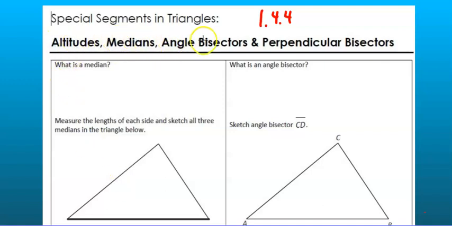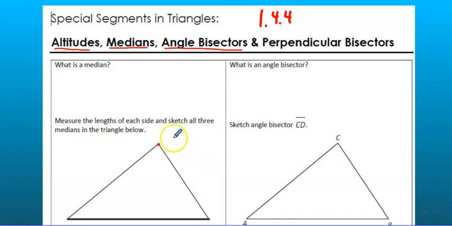Altitude, median, angle bisector. All of these go from a vertex to the opposite side in some way. We're going to take a point, the vertex, and draw a line from the vertex to the opposite side. Some of them it's going to be in the middle, some of them it'll be at a right angle, and so on. But these 3, altitude, median, and angle bisector, they all go from a vertex to the other side. Perpendicular bisectors, different story, and we'll get to that after we talk about the other 3.